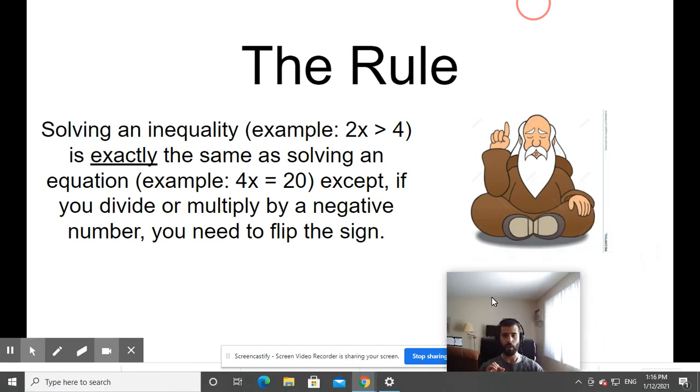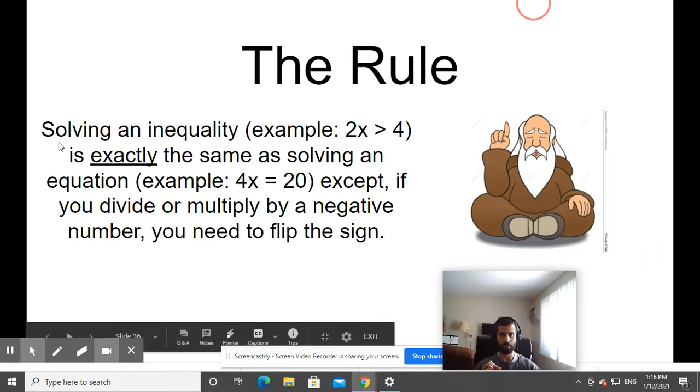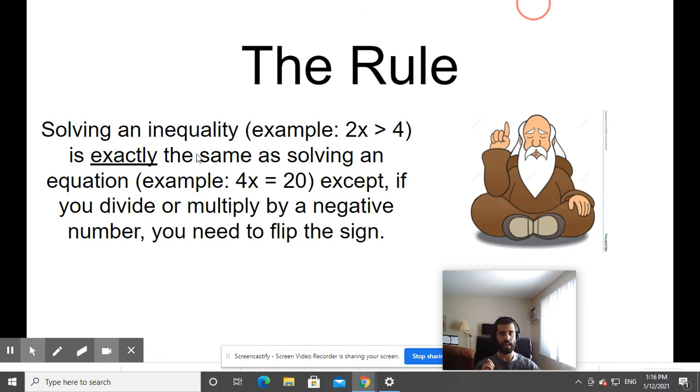That's it. And we have a wise man telling us that Mr. Reyes is correct. Solving an inequality is exactly the same as solving an equation, except if you divide or multiply by a negative number, you need to flip the sign. Look at that guy. You got to trust him. Look how wise he is.